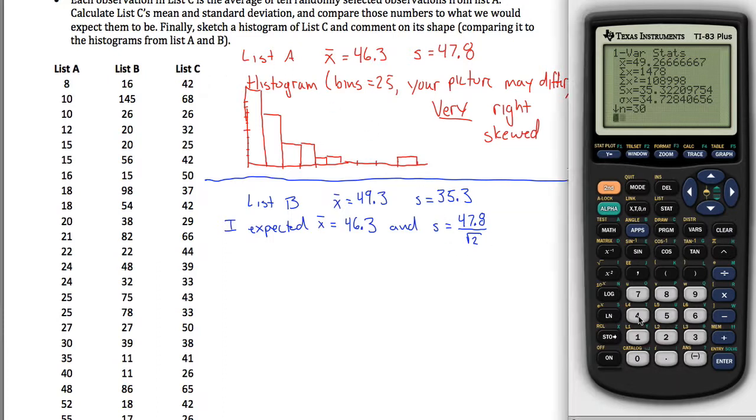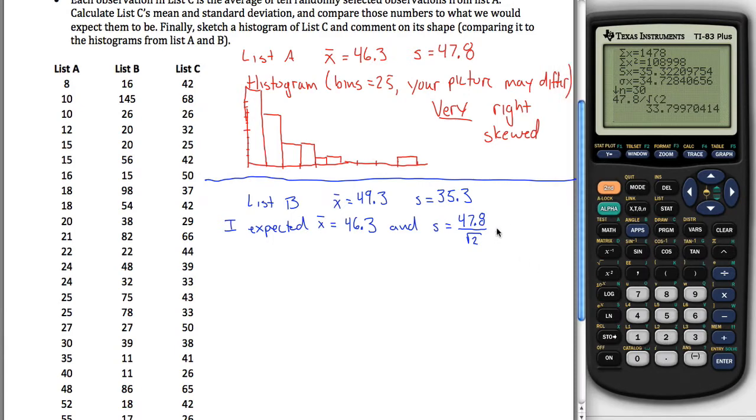So what I expected the standard deviation to be would be 48.2 divided by the square root of n, 2 in this case, and I get this 33.8. So what you see is X bar is not exactly what you expected, nor is the standard deviation.